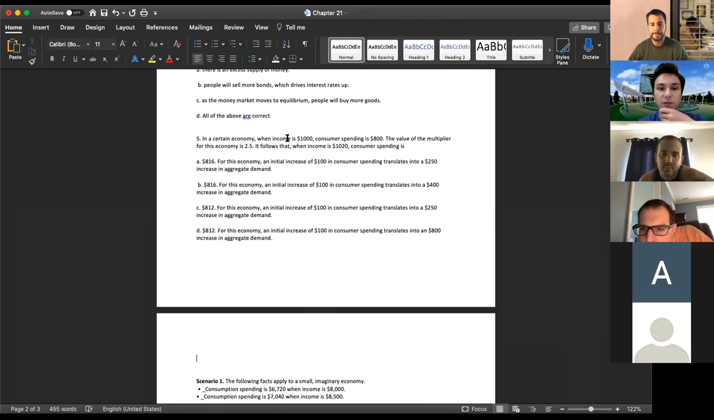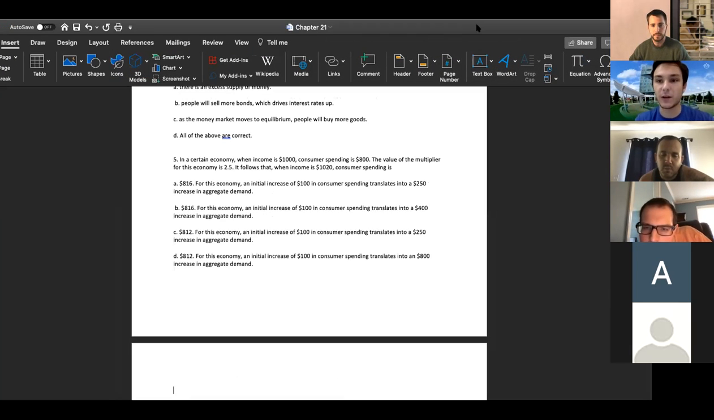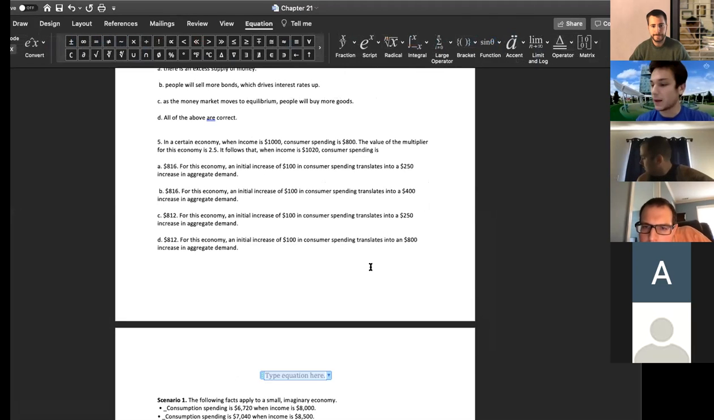So we get this question. It says that in a certain economy, when income is $1,000, consumer spending is 800, and the value of the multiplier for this economy is 2.5. It follows that when income is what, what is consumer spending going to be? I think the first way to solve this problem is to go into the equation editor here in Word and start doing this equation.